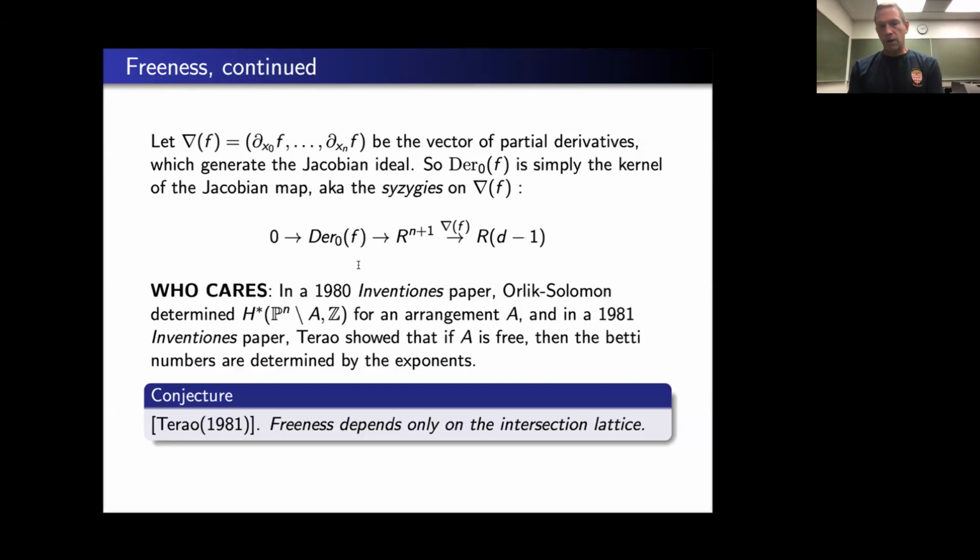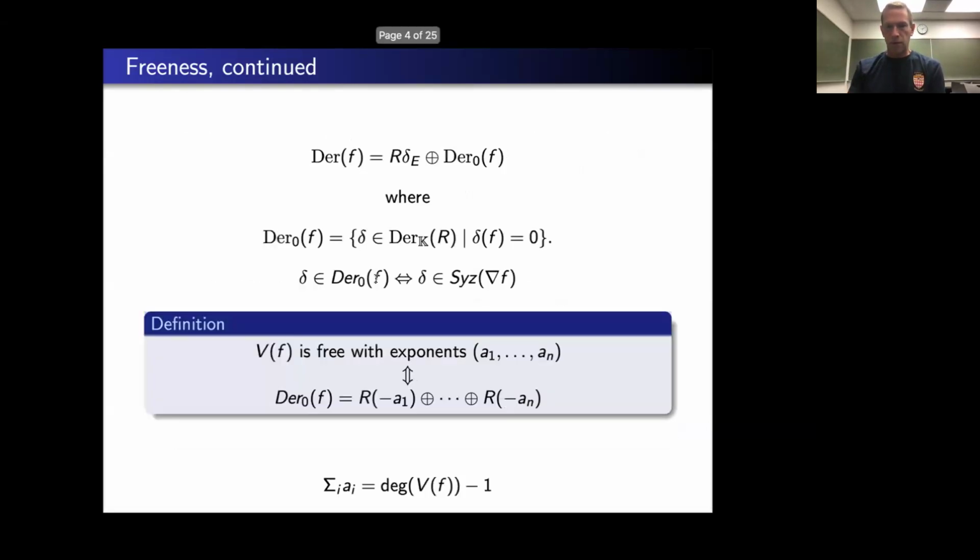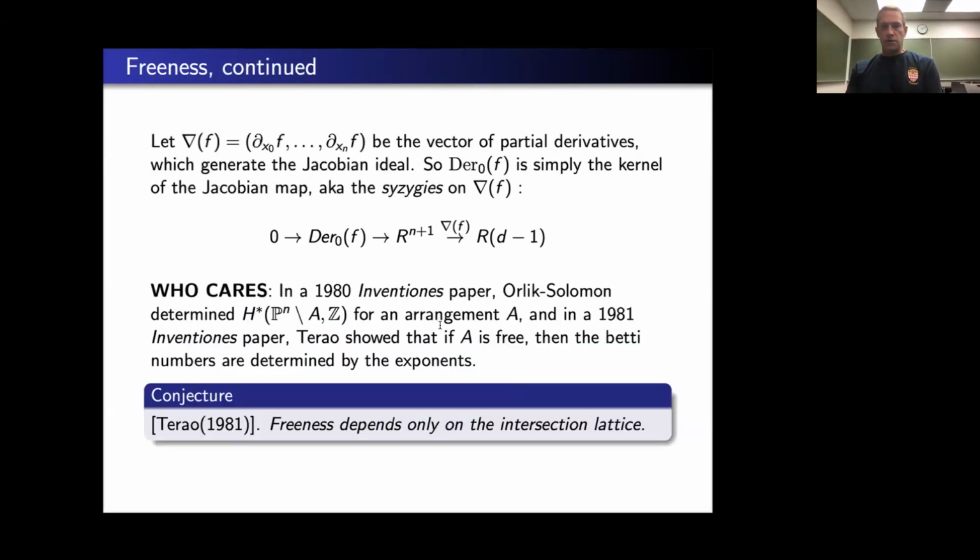And then the next year, Hiroaki Terao, in another Inventiones paper, showed that if the arrangement is free, the Betti numbers are determined by the exponents. Remember, the exponents are, if it's a free module, these a_i where it splits. So there are these two Inventiones papers about the cohomology ring of an arrangement complement and this module of derivations. And here is the conjecture. This is an open conjecture: the freeness of the arrangement depends only on the intersection lattice.